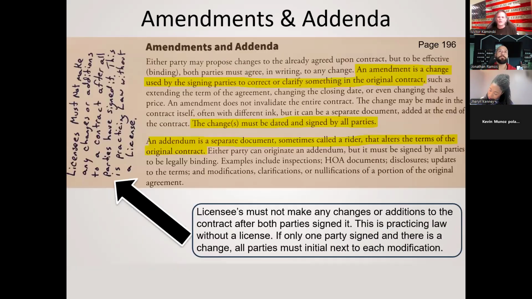So all that stuff we're highlighting here, and then we're writing here on the side. Licensees must not make changes or additions to the contract after both parties signed it. This is practicing law without a license. If only one party signed and there's a change, all parties must initial next to each modification. Okay.